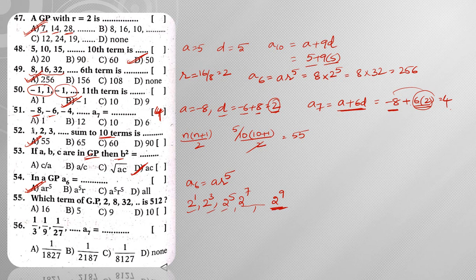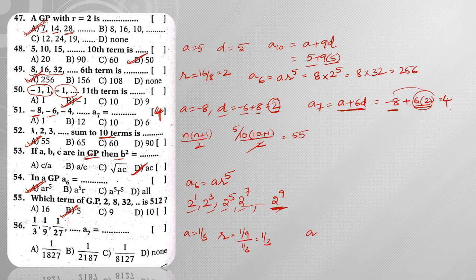So this is 1, 2, 3, 4, 5. So directly the 5th term is my answer. Next, 1 by 3, 1 by 9, 1 by 27. So a is equal to 1 by 3. Common ratio r is equal to 1 by 9 by 1 by 3, which is nothing but 1 by 3.